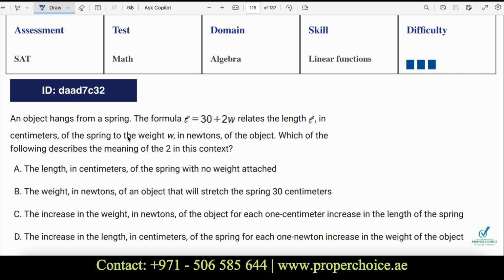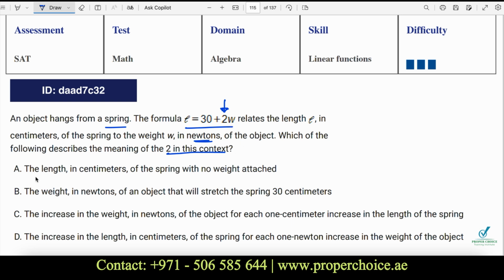An object hangs from a spring. The formula L equals 30 plus 2W relates the length in centimeters of the spring to the weight W in newtons of the object. Which of the following describes the meaning of 2 in this context? What this 2 is describing is basically the rate of increase per unit weight, the increase in length per weight of the object.